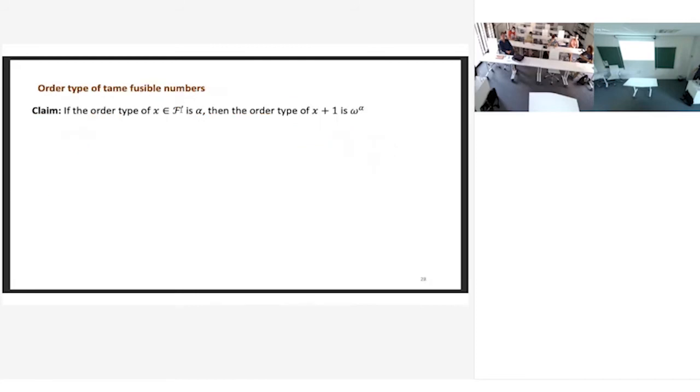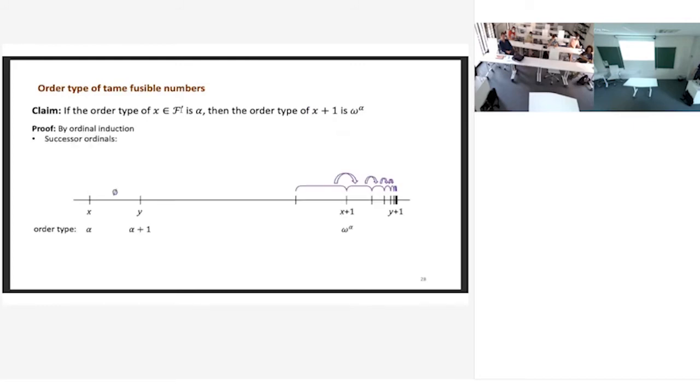Now let's look at the order type of these tame fusible numbers. We prove by transfinite induction that if the order type up to x is some ordinal alpha, then the order type up to x plus 1 is omega to the alpha. We'll do it by transfinite induction. Suppose it is true for x.